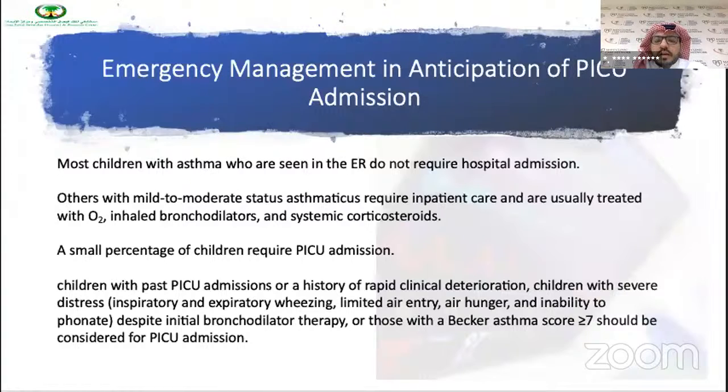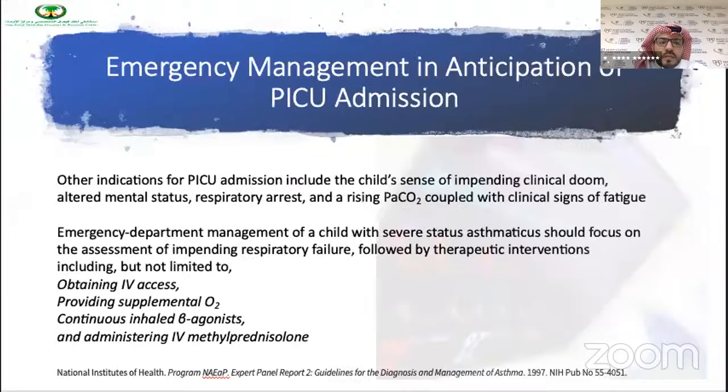Of those children, those with past PICU admission or history of rapid clinical deterioration, children with severe distress despite initial bronchodilator, or those with a Becker asthma score, as mentioned, equal to or more than 7, should be considered for PICU admission. There are also other indicators for severe asthma based on clinical examination: altered mental status, respiratory arrest, or rising PaCO2, as we mentioned earlier, coupled with clinical signs of respiratory fatigue.